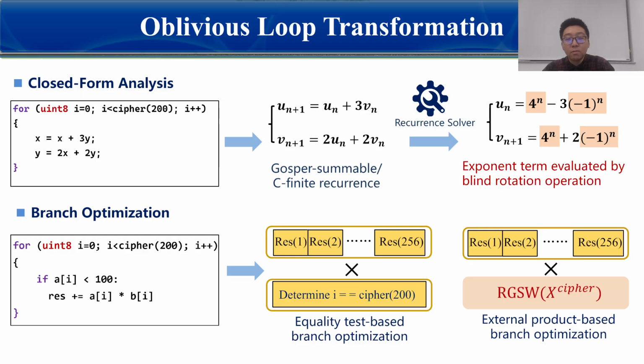Otherwise, for generic oblivious loops, we propose two approaches for branch optimization to batch the evaluation of loop conditions. Equality test-based branch optimization can be implemented through polynomial approximation or SIMD programmable bootstrapping technique. External product-based branch optimization, on the other hand, is effective for RGSW ciphertext with exponential encoding.